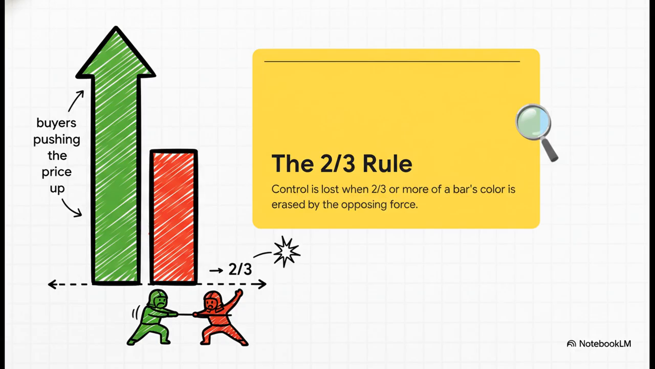So let's say the buyers have pushed the price way, way up, creating this big, beautiful green bar. They are in total control. But then the sellers start to fight back. As long as those sellers haven't erased more than 2/3 of that green, the buyers are still holding the line. But the second that 2/3 threshold gets crossed, control is officially lost. It's the tipping point for that bar.